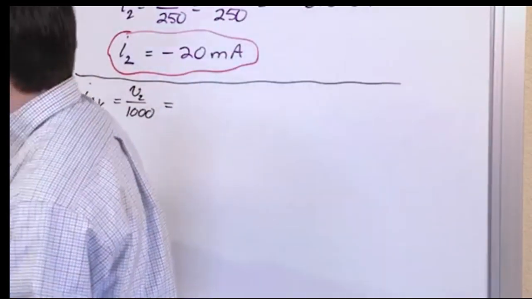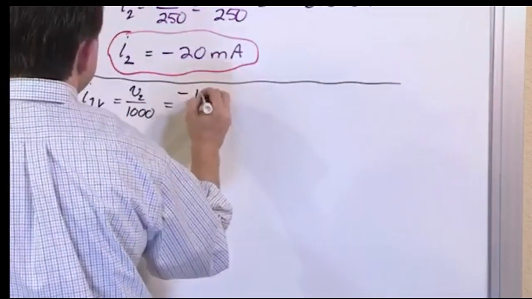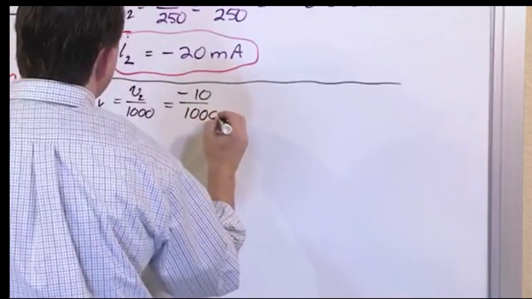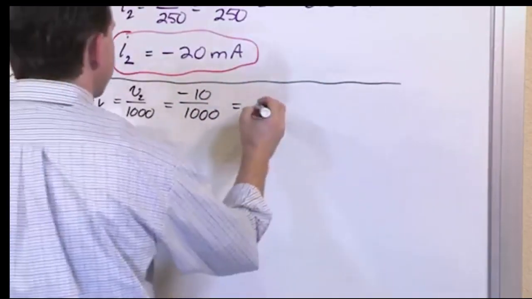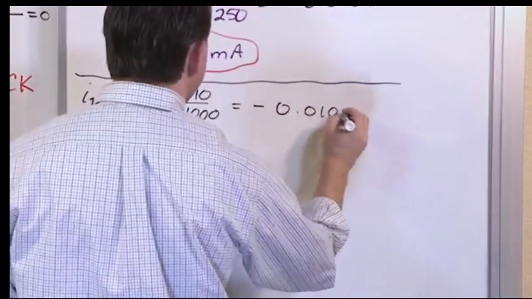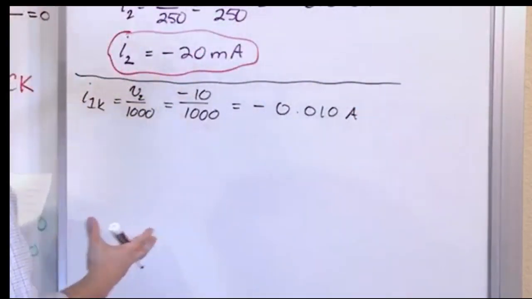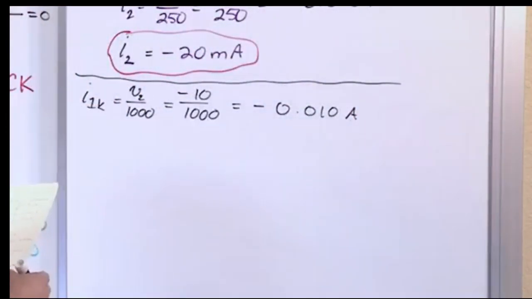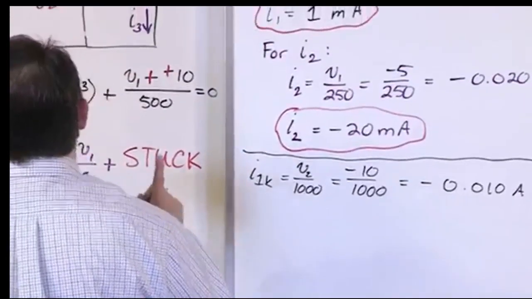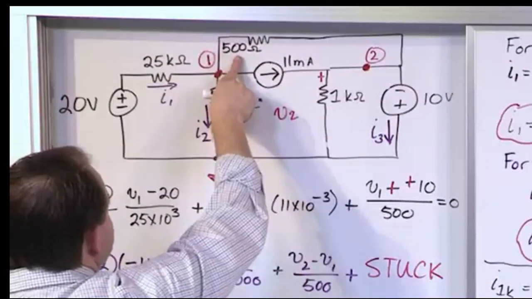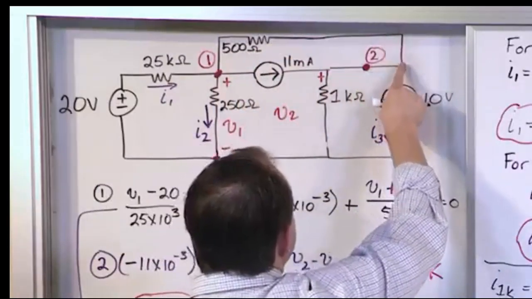V2 is given in our problem by negative 10, right? So what I'm going to have is negative 0.010 amps. I don't want to convert it to milliamps yet because I'm still going to add it to a bunch of other stuff. The other thing I'm going to need is the 500 ohm resistor current, because that's going to join up here and go down.